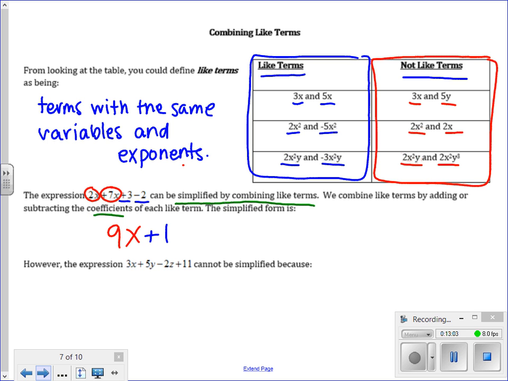Now on the other hand, I have this expression, 3x plus 5y minus 2z plus 11. That cannot be simplified because none of the variables are the same.